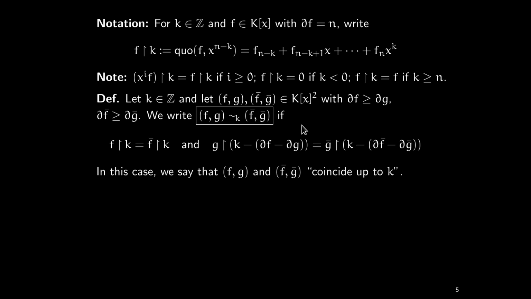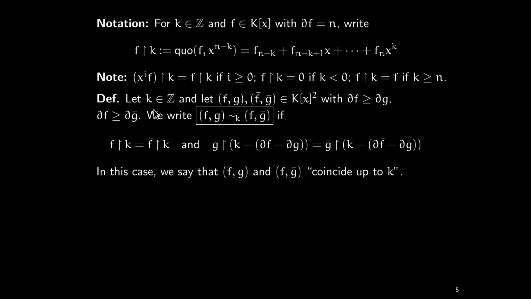But when I do this, I need to understand how this changes the flow of the Euclidean algorithm. So the question is, if I compare an execution of the Euclidean algorithm applied to this pair with an execution applied to this pair, how much will the next remainder agree if these polynomials agree to some extent? Okay, so this is what I want to express in this definition.